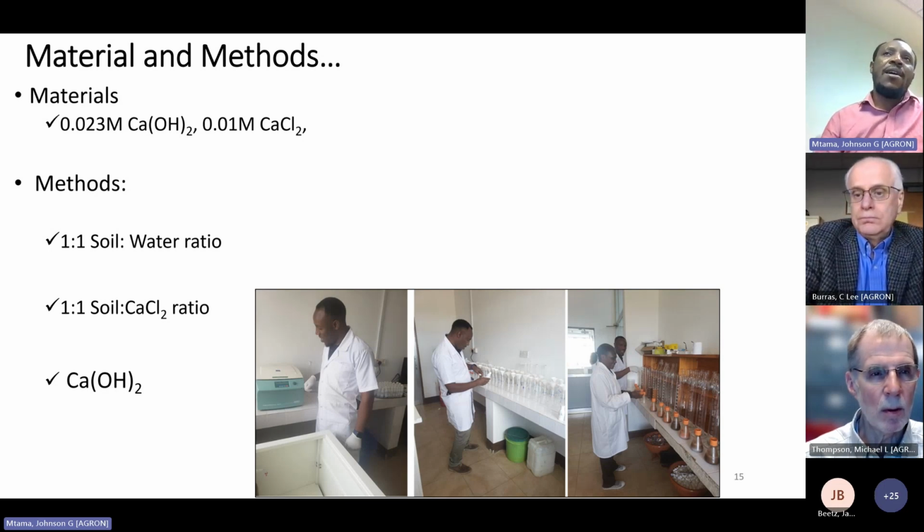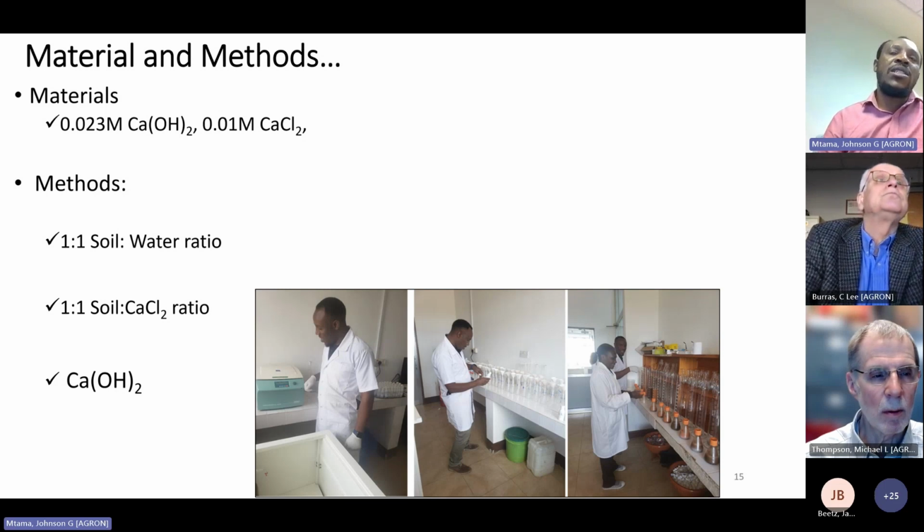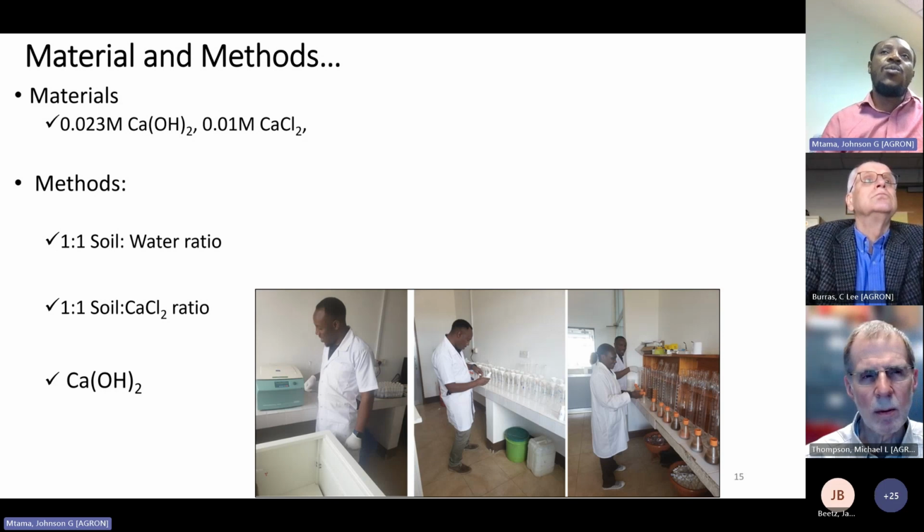But then the other method was the determination of soil pH by soil calcium chloride method, where again 20 grams of soil was mixed with 20 mils of calcium chloride and stirred well, left at 10 minutes interval, left to settle for 10 minutes, and then record the soil pH of this kind of solution.